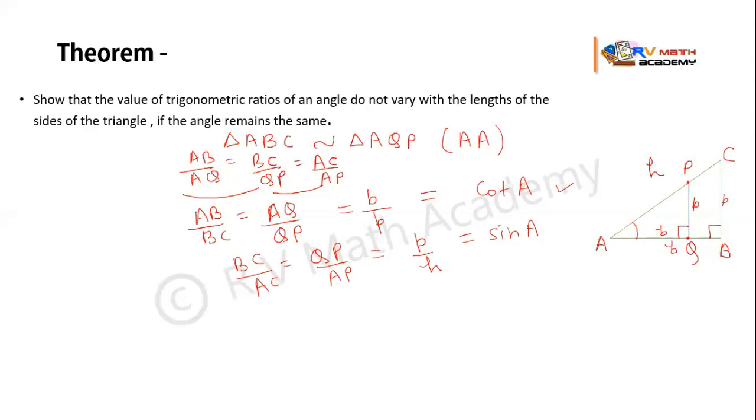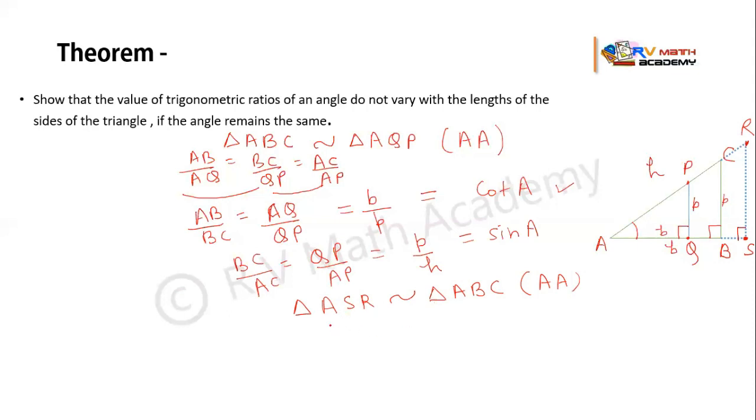Now, if I just extend this side AC to a point, we can take this point as R. And again, if I draw a perpendicular on the extended side of AB, we can mark this point as S. So this is the perpendicular. So again, we can say here that triangle ASR is similar to triangle ABC. Again, for the same reason, they are similar by the property AA because both angle B and angle S are 90 degrees and angle A is common to both the triangles.